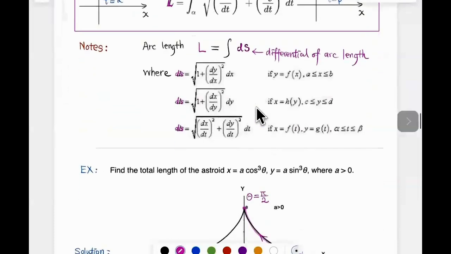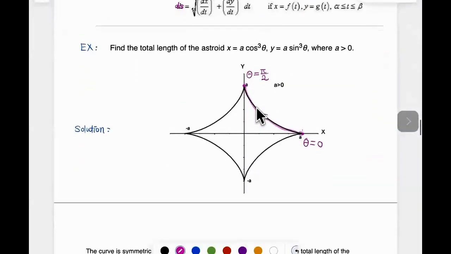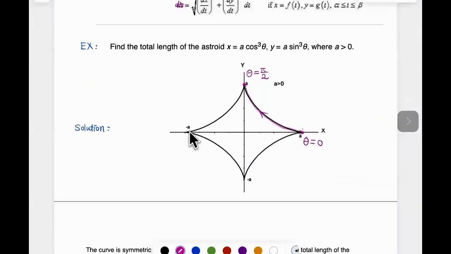Okay, let's try some examples. We know the formula. Now this one here is kind of like a star in the sky, and we try to find the total length of this. It's called an astroid. Looking at this, we find some symmetry. They all have the same arc length, so how about we just find this one and multiply by 4, and we'll get the total arc length.